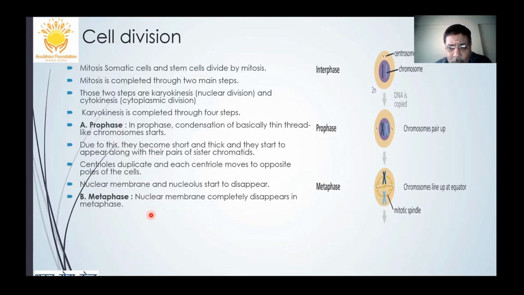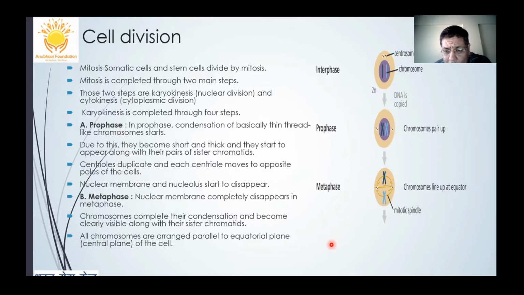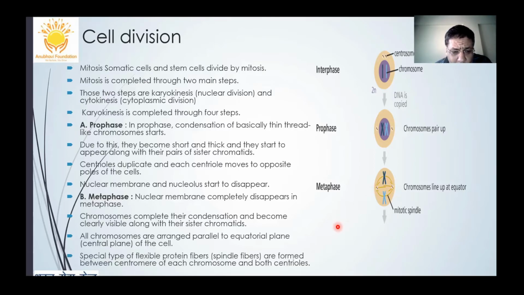Then starts the metaphase. In metaphase, the nuclear membrane completely disintegrates and chromosomes complete their condensation and become clearly visible along with their sister chromatids. You can see the chromosomes here with sister chromatids attached at the centromere. All chromosomes are arranged parallel to the equatorial plane. So if this is the equatorial plane, they will arrange themselves parallel to each other in the cell.